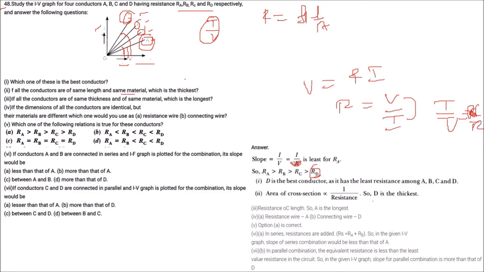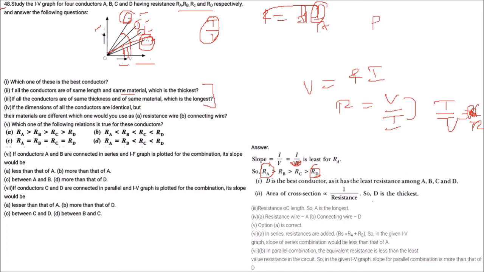You see, this R is directly proportional to the length, and we know the resistance of A is the highest. So length of A should be the highest, right? Now the next one: if all the conductors are of the same thickness and same material, which is the longest? We have already seen this, but we'll try to answer them using this. These two questions we are going to take: thickest and longest. See how they are going to be answered.